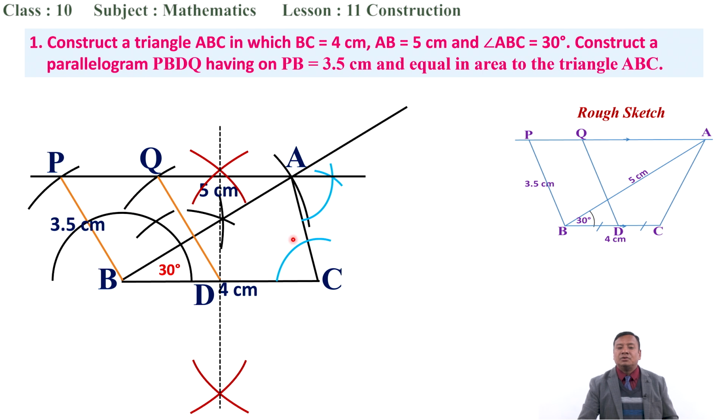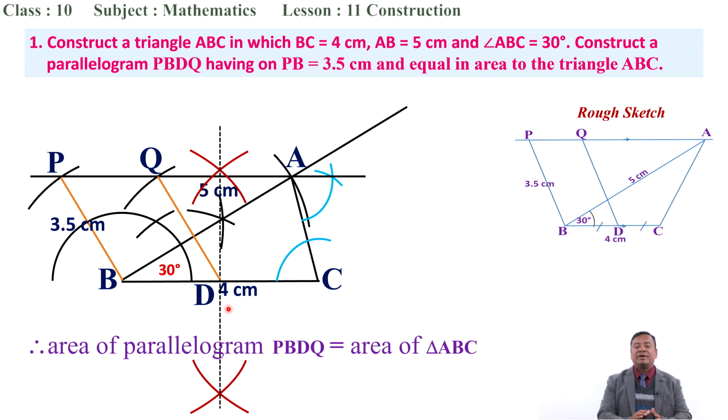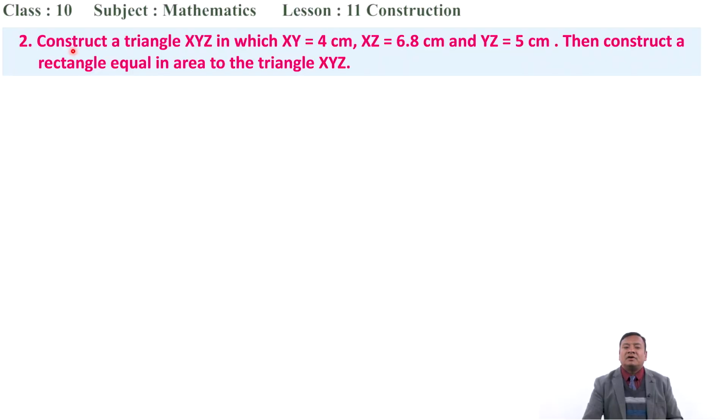And this parallelogram is on half base of the side BC here, right? Then now we can say that the area of this parallelogram PBDQ and the area of triangle ABC are equal, because the parallelogram is on half base of the triangle ABC and between the same parallel lines. Is it clear? Okay.